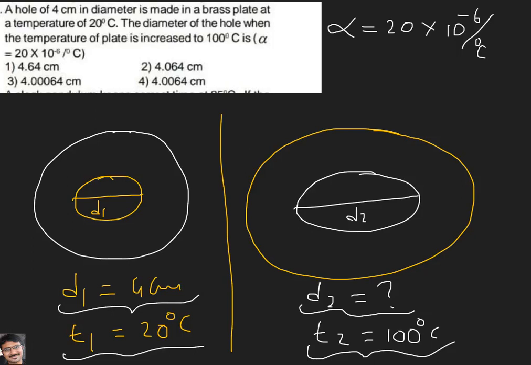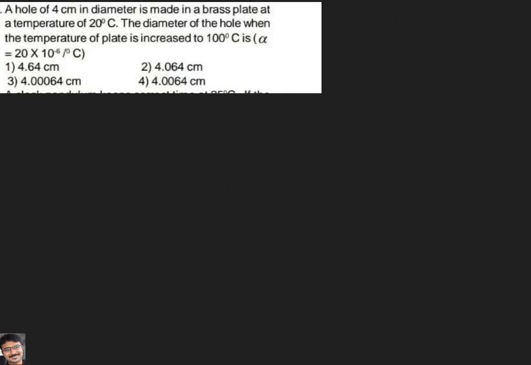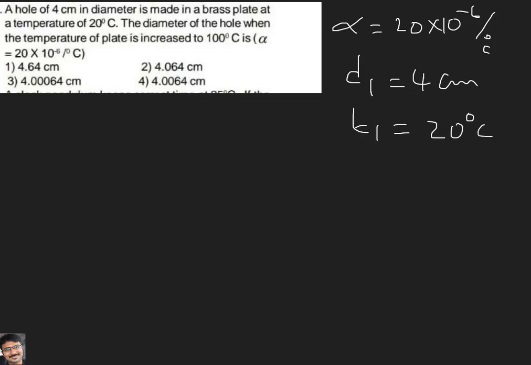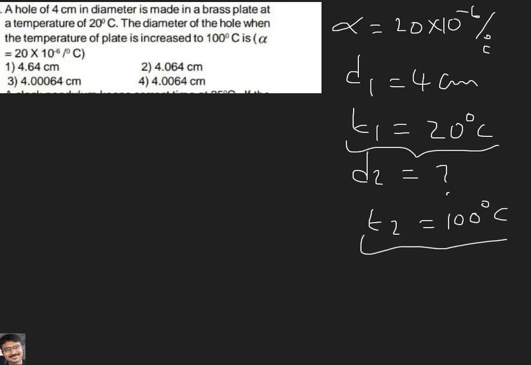So how to solve this question? First I am taking the total data and writing it now. Observe carefully here. Alpha is equal to 20 into 10 power minus 6 per degree centigrade, and the initial diameter is 4 centimeter when the initial temperature is 20 degrees centigrade. Then the final diameter D2 is equal to how much when the temperature is 100 degrees centigrade. Here T1 is 20, T2 is 100.